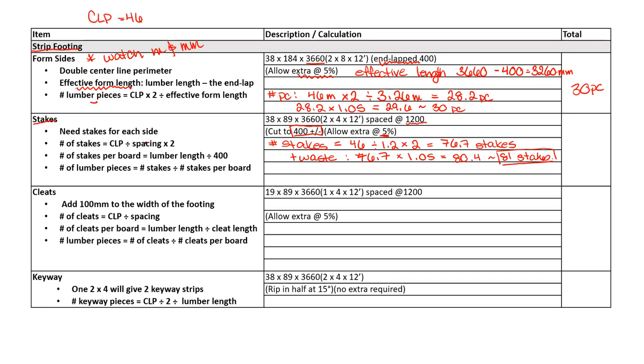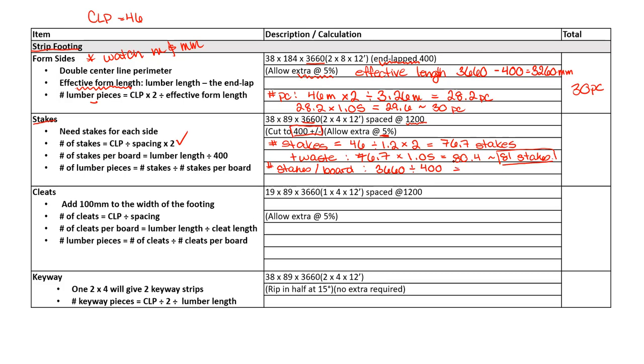Okay, so I've got the first part figured out. Now I need to know how many stakes I can cut out of a board. So the number of stakes per board. To find that, we find how long our board is. So 3660 divided by how long is each stake? Well, they're 400. And you'll see I didn't switch to meters.